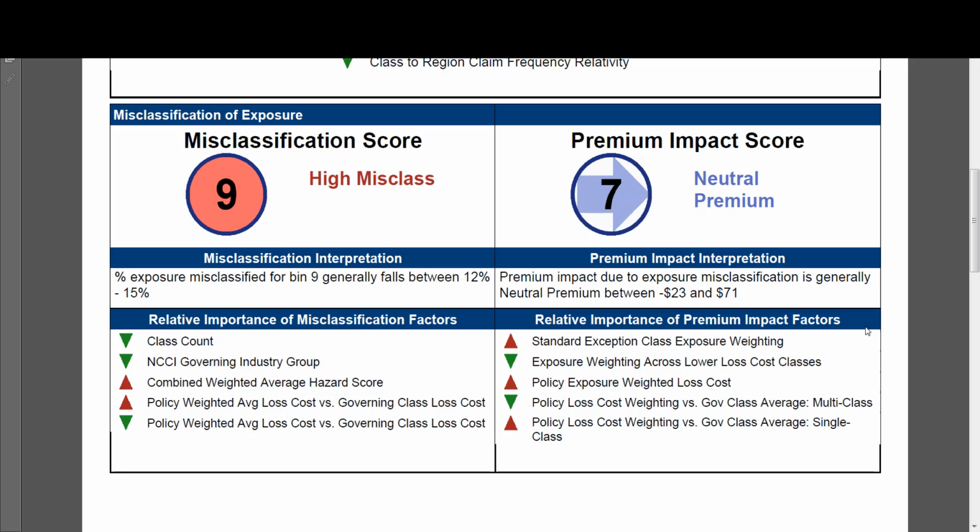However, since the premium rates for sales and clerical are very similar, this misclassification probably won't have much premium impact, so our premium impact score is neutral. Now we'll move to our Manage application.